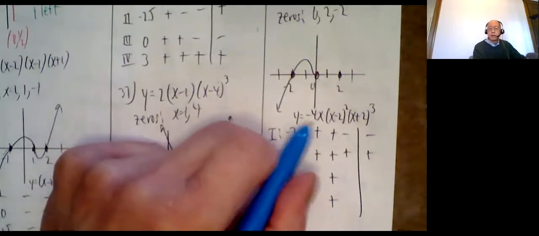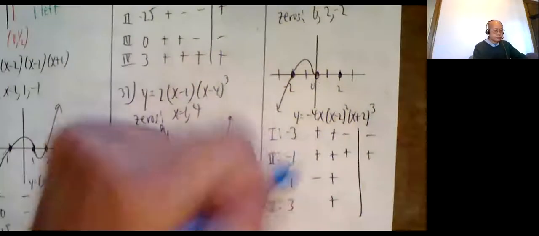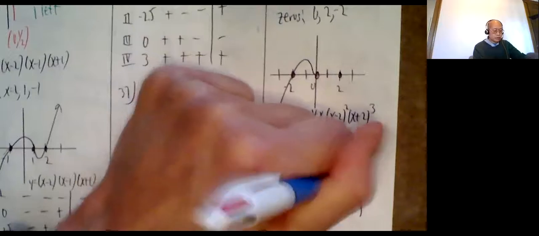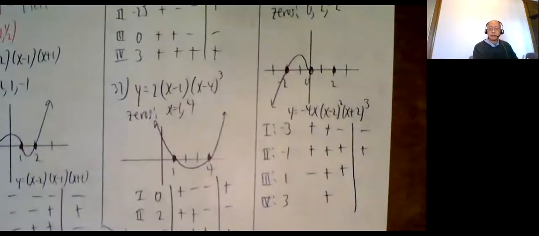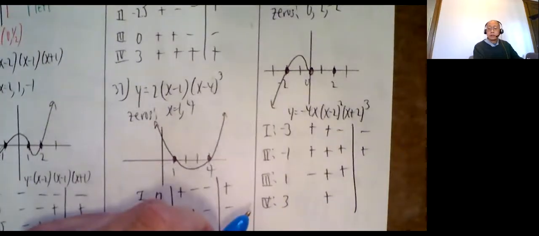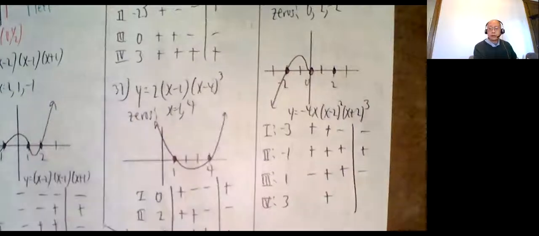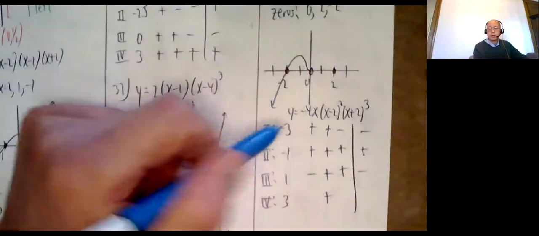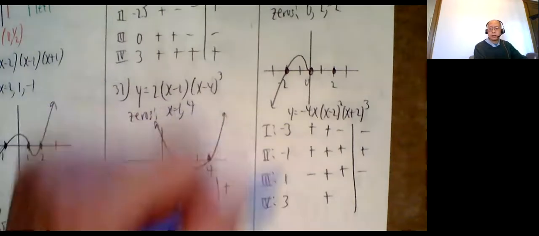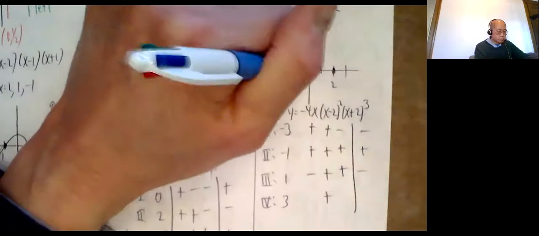1. -4 times 1, negative. That's positive. 1 plus 2 is 3. 3 cubed is positive. Negative times positive times positive, negative, right? Did I do that right? Let me think about what I did here. Yeah, I think we're good. So it's negative. So it goes down.